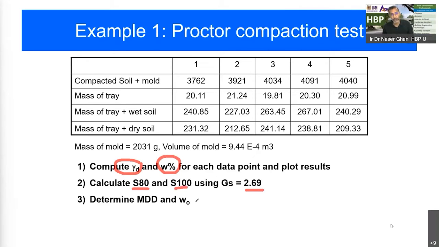And finally, of course, this is what we are looking for: the maximum dry density and the optimum moisture content, the MDD and the W naught, which is the optimum moisture content. That will be used as a reference value for our result from the field density test that we do on site.